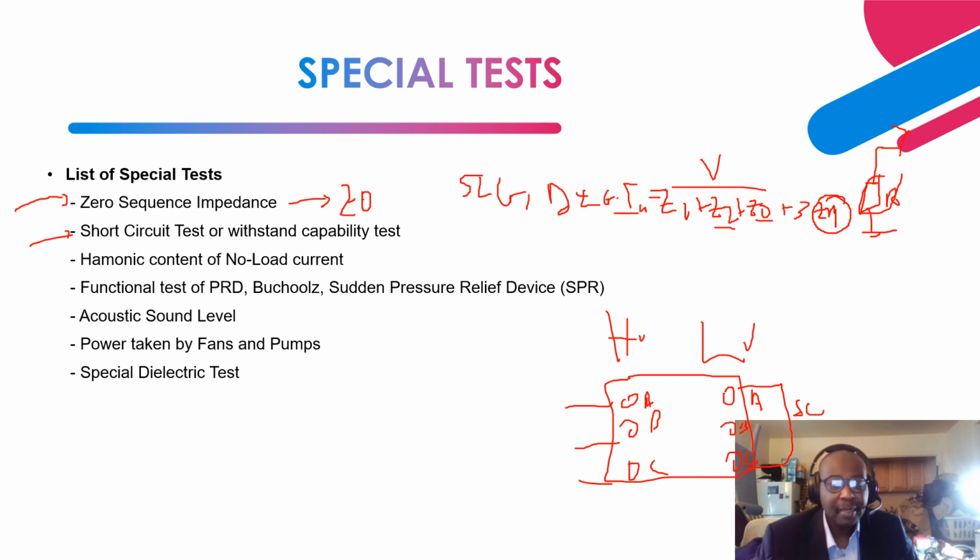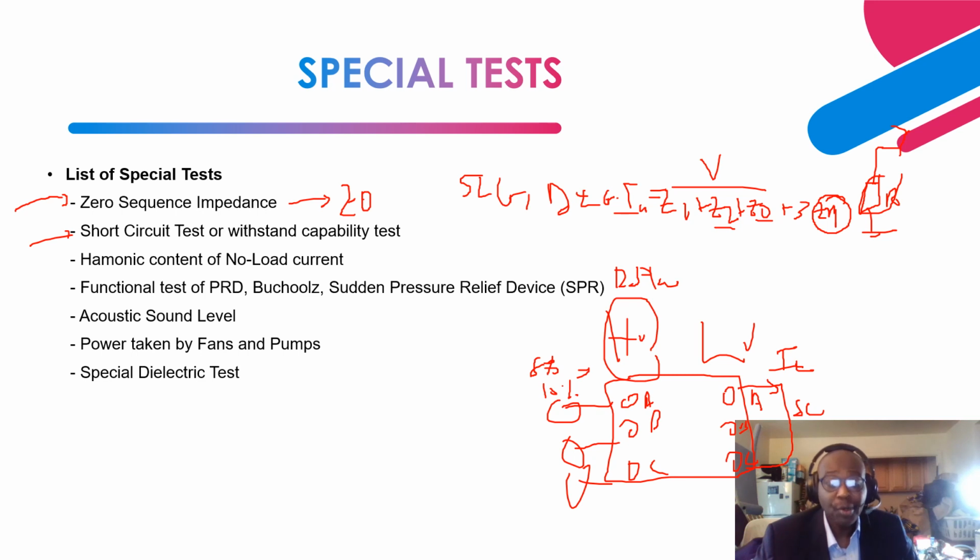And a voltage is applied to the high voltage side, let's say 8% to 15% of the rated voltage of the high voltage side. Let's say if this one is 230 kV, then 10% of 230 kV is applied to the high voltage side until the rated current on the low voltage side is achieved.